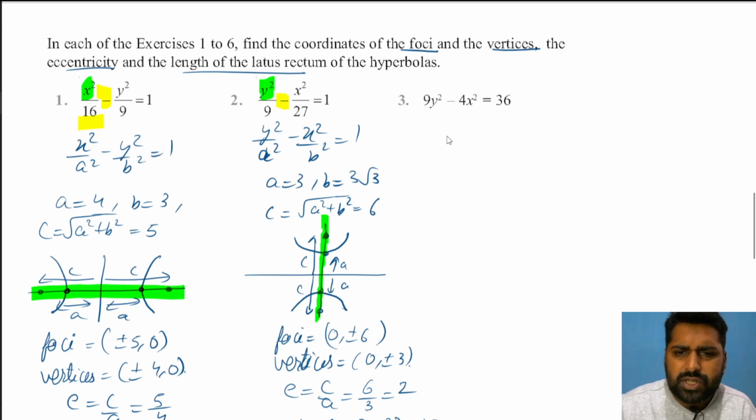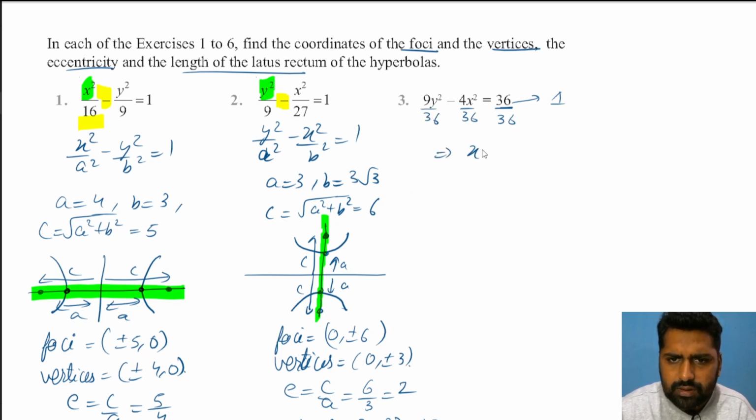Now the next question, not too difficult, I'll say. Just one thing, the right side is not 1. If I want to make it 1, I have to divide by 36. This is the same concept that we used in the ellipse also. So let's get the new equation: y square by 4 minus x square by 9 is equal to 1.